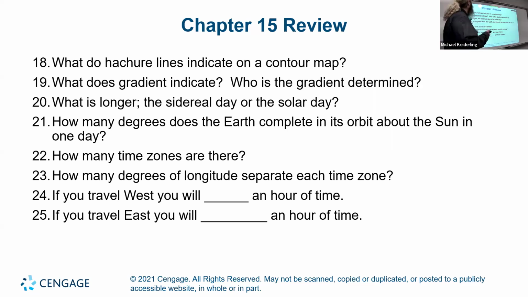Gradient indicates the steepness of a slope. The gradient is determined by taking the change in height over a distance and dividing it by the distance. So the change in altitude over the distance.